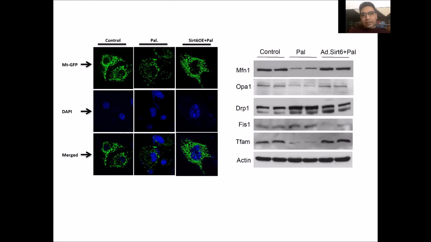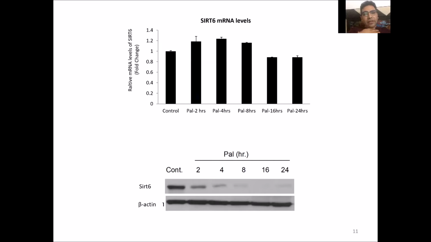Here we found that there is more fragmentation in the palmitic acid group. But when we do SIRT6 overexpression along with the palmitic acid, there is fusion as compared to fission, so the mitochondria remain healthy as compared to the earlier one.